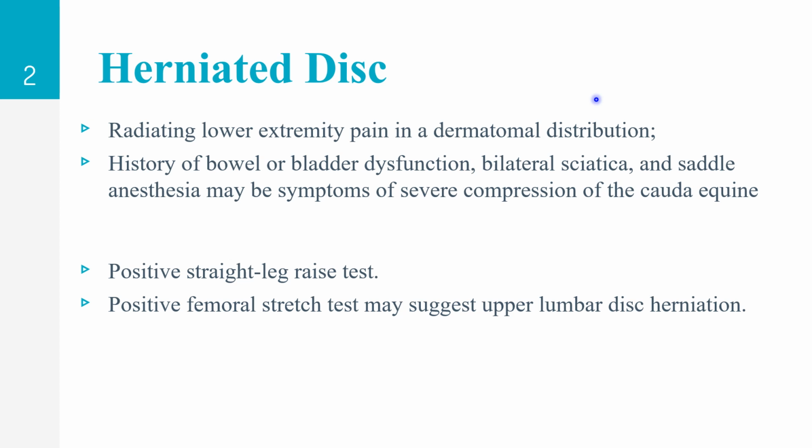So the radiating pain will be in a dermatomal distribution. The patient will tell you about numbness over a particular area. The common discs are L4-L5 affecting the L5 dermatome, and L5-S1 affecting the S1 dermatome. If there is any history of bowel or bladder dysfunction, bilateral sciatica and saddle anesthesia, it shows severe compression of the cauda equina, which is an emergency. A positive straight leg raising test is common, and a positive femoral stretch test may suggest upper lumbar disc herniation, which is unusual.